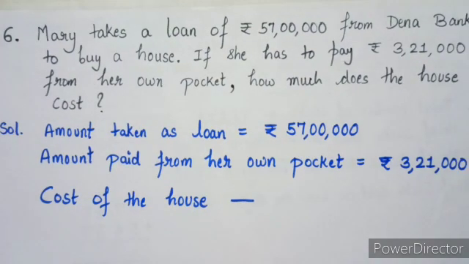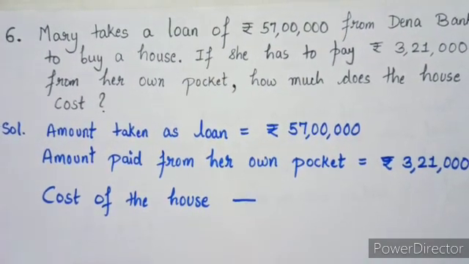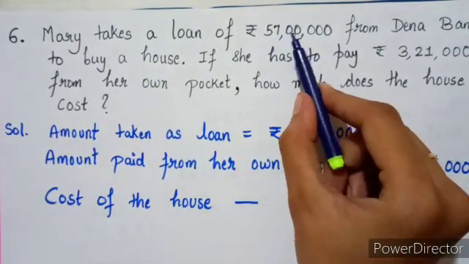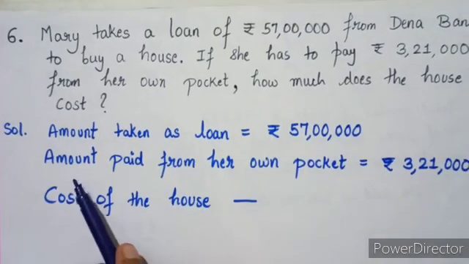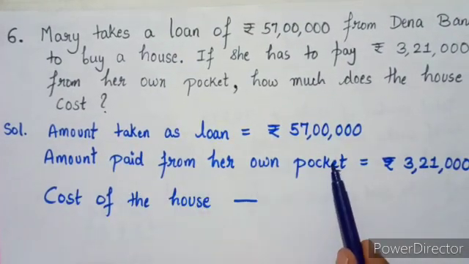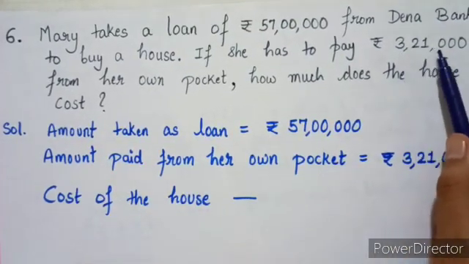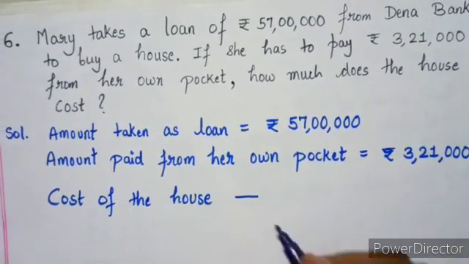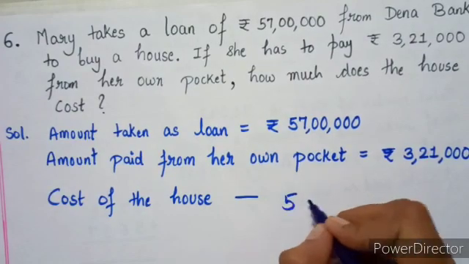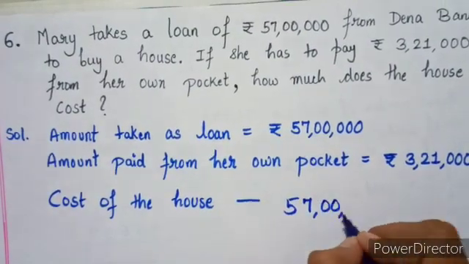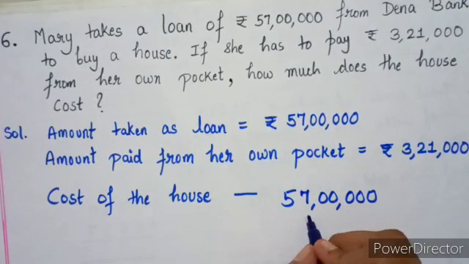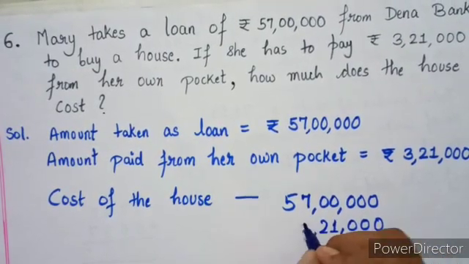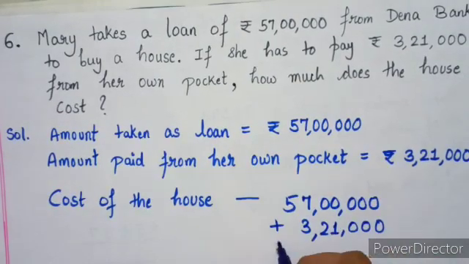So we have written whatever was known. The statements will be: amount taken as loan, how much? 57 lakh. Amount paid from her own pocket, how much? 3,21,000. Cost of the house. What are you going to do? You will add these two things, 57 lakh and 3,21,000.